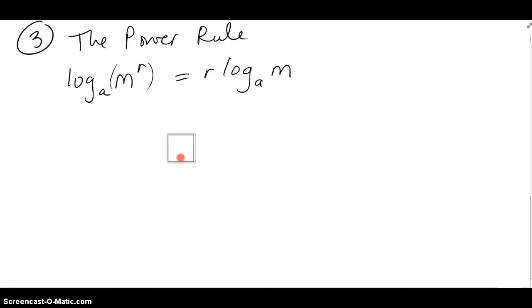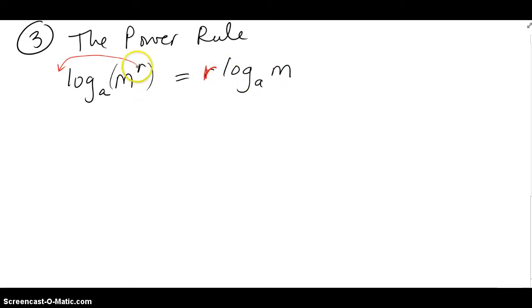The last property is the power rule, and the power rule says log base a of m to the r. So if the argument itself has a little exponent, what you do is you drop that in the front and it becomes r times log base a of m.